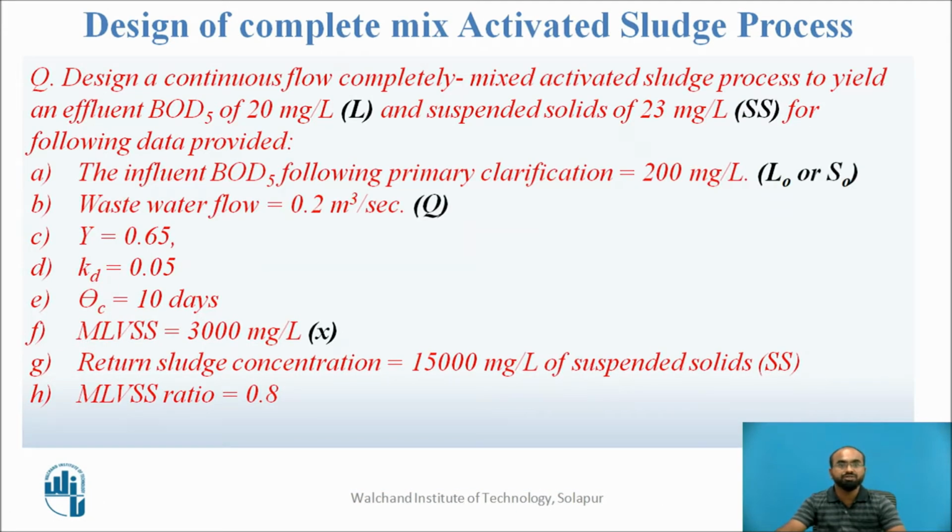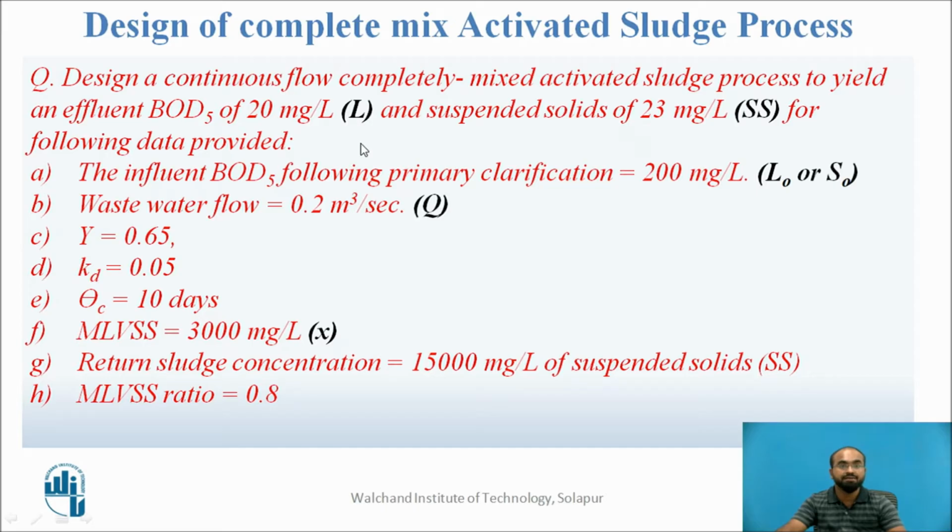So let us have one question so that we can understand the design properly. Design a continuous flow completely mixed activated sludge process to yield an effluent BOD of 20 mg per liter. So we have to reduce the BOD up to 20 mg per liter, let us say capital L, and suspended solids of 23 mg per liter. So the effluent must have suspended solids up to 23 mg per liter. We will be calling it SS, for the following data provided.